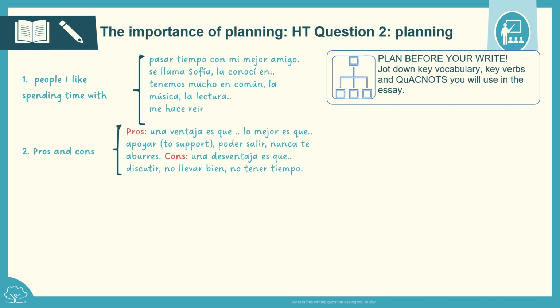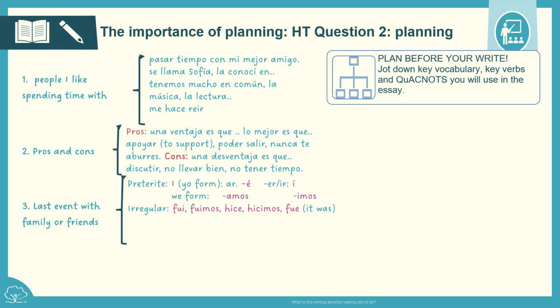For the pros and cons, I got una ventaja. As you can see, this is what I said before. An advantage is that, una ventaja es que. Or I could say lo mejor es que, the best thing is that. And then for the negative, una desventaja es que, a disadvantage is that. And then some ideas. What could I say after? Discutir, for example, is something negative. Argue. Or no tener tiempo, to not have enough time.